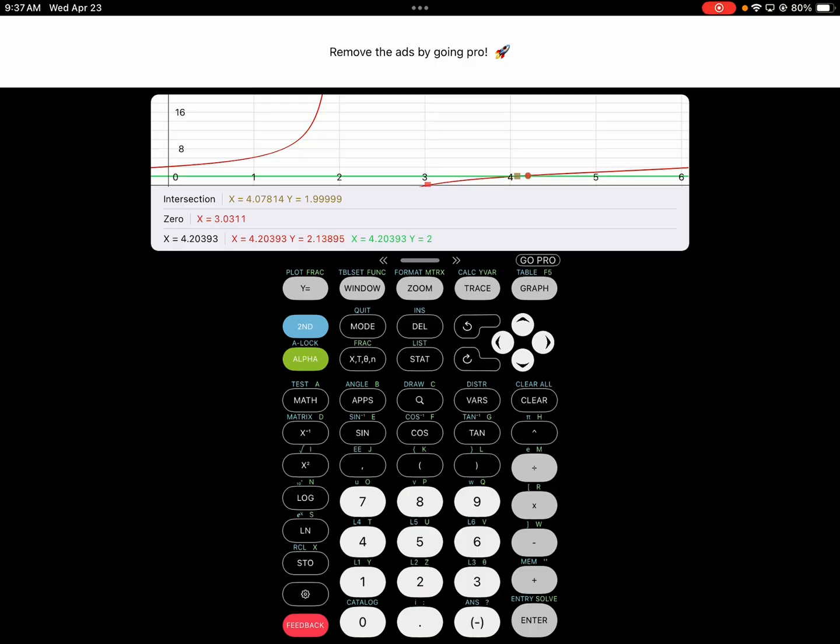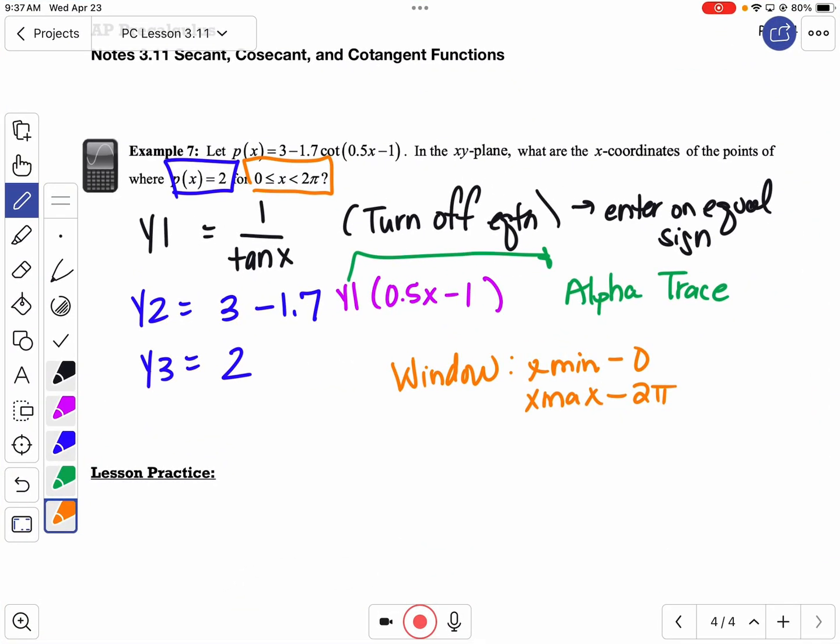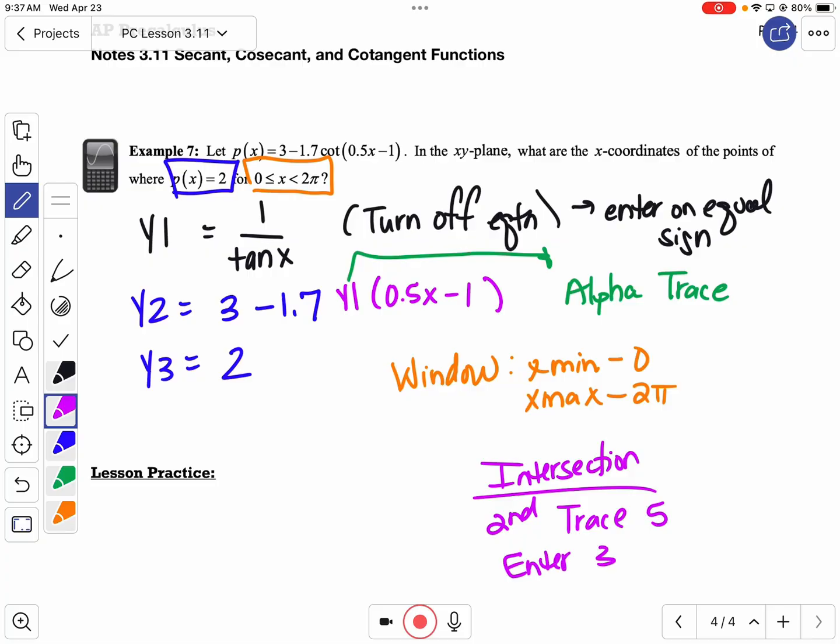4.078. This app works a little bit differently for things like that. I don't like that part about it. But it's first curve, second curve, guess. So if you don't remember about finding an intersection, second trace 5, and then you have to enter 3 times. So our x value that we wanted was 4.078, always taking those 3 decimal places.